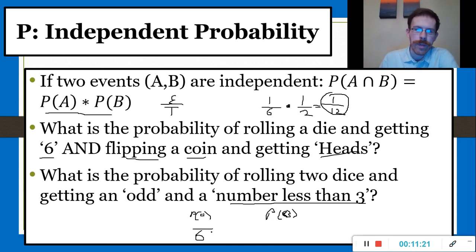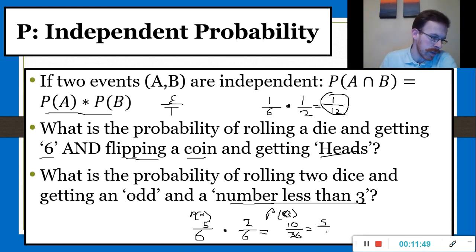It is not a heart. Alright, probability of getting an odd number. How many numbers can you get on a die? 6. How many of them are odd? 1, 3, 5. So we have 5. And how many numbers are less than 3 on a die? Well, we've got 1 and 2, so 2 out of 6. So we multiply these together, we get 10 out of 36. You can simplify this by dividing by 2, and it is 5 out of 18.